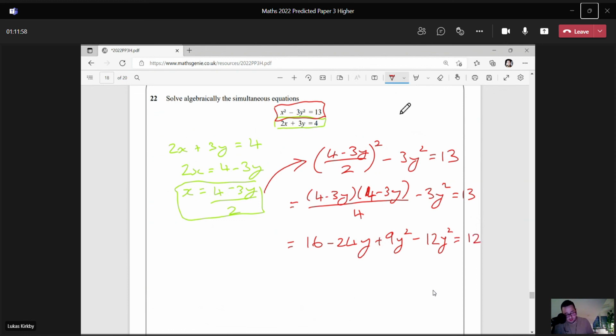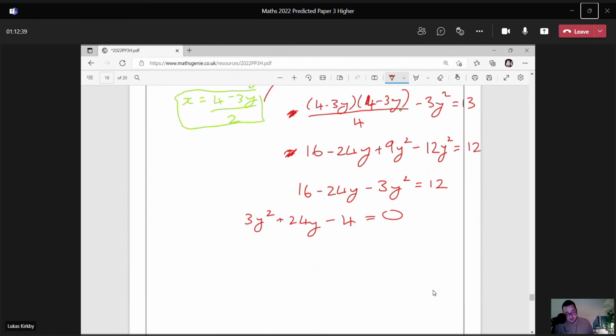Okay, so I don't like that I've put these equal signs here. Okay, so now let's just tidy up a little bit. So we've got 9y squared and we've got minus 12y squared. So altogether we've got 16 minus 24y minus 3y squared equals 12. Okay, so let's bring everything over to the right hand side. So that's going to give us something nice. So if we add 3y squared, we're going to get 3y squared, add the 24y, and then take away the 16, and we're going to get minus 4, and that equals 0.